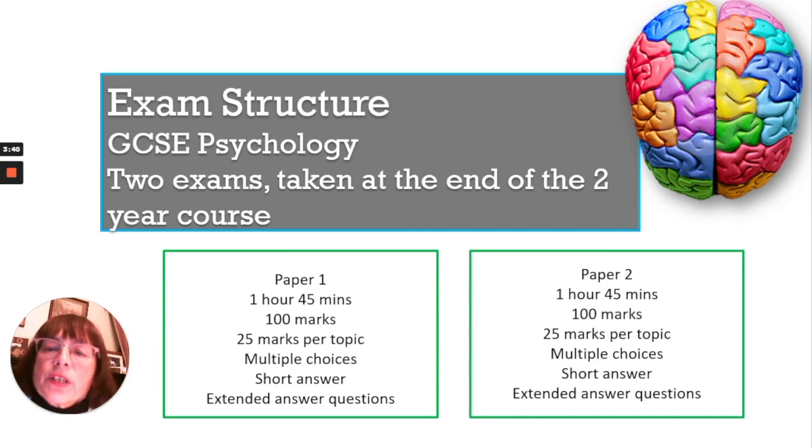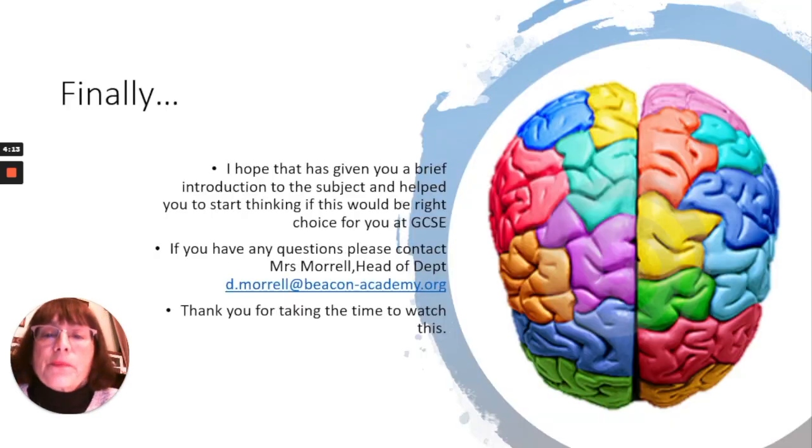So the exam structure for GCSE psychology, there are 2 exams, and these are both taken at the end of the 2-year course. And as you can see from the information there on the screen, they both last 1 hour 45 minutes, and there are 100 marks available for each exam, with 25 marks per topic. And the sorts of exam questions you will get can include multiple choice questions, short answer questions, and extended answer questions, which are a bit like short essays.